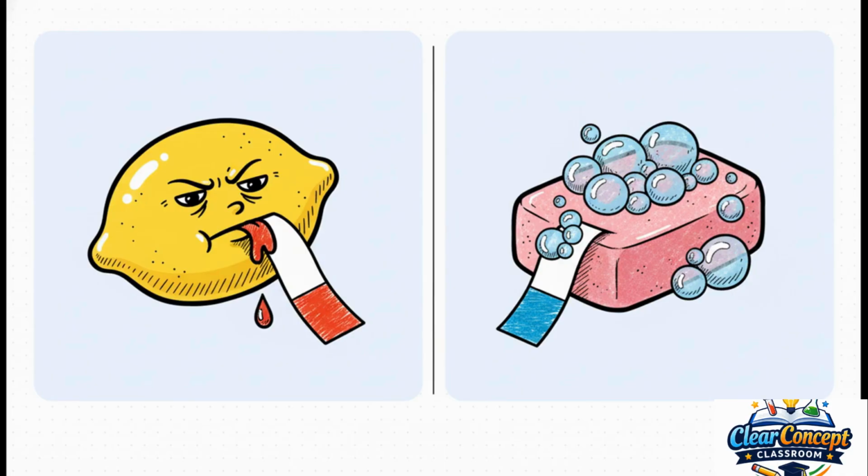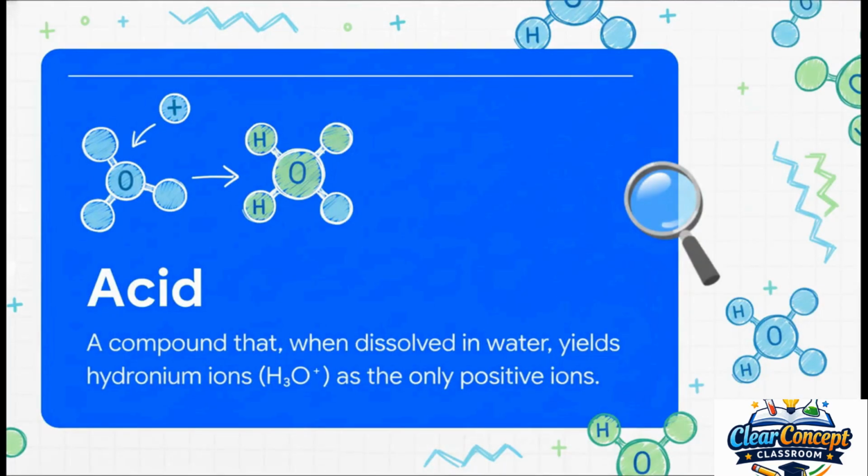And of course, there's the classic litmus test from chemistry class. Acids turn blue litmus paper red, while bases turn red litmus paper blue. It's a neat little chemical trick. But what's really going on at the molecular level? Well, think of an acid as something that loves to give things away, specifically protons. When you dissolve an acid in water, it literally donates a positively charged hydrogen ion, which is just a proton, to a water molecule. That water molecule then becomes what's called a hydronium ion, or H3O+. This little guy is the true signature of an acid doing its thing.